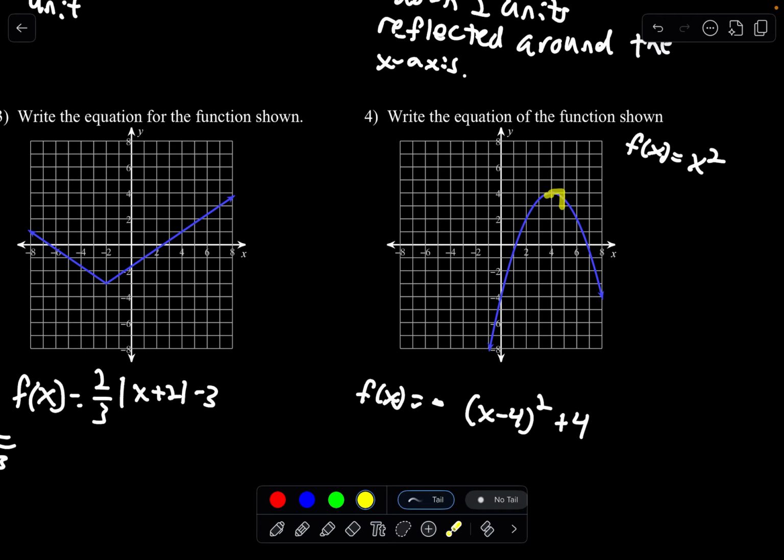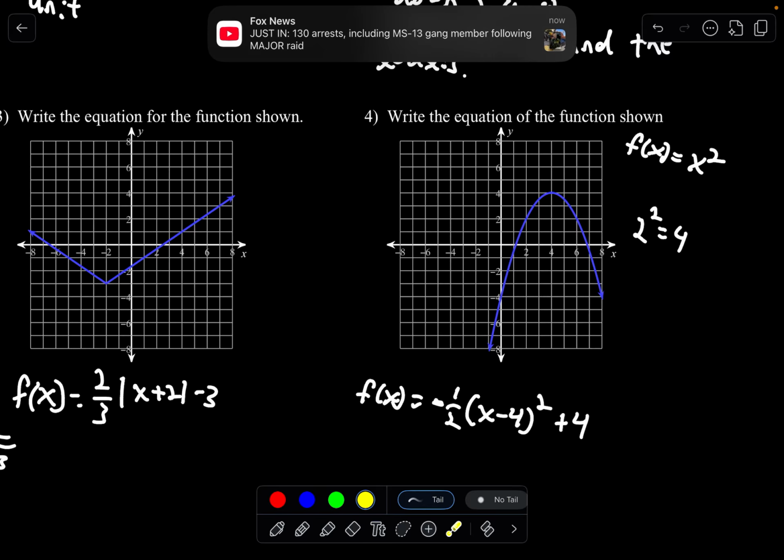It looks like we go over 1, 2, and we go down 1, 2. All right? So over 2, down 2. So over 2 is 2 squared. That would have been 4, so we have to divide by 1/2. So there's a 1/2.